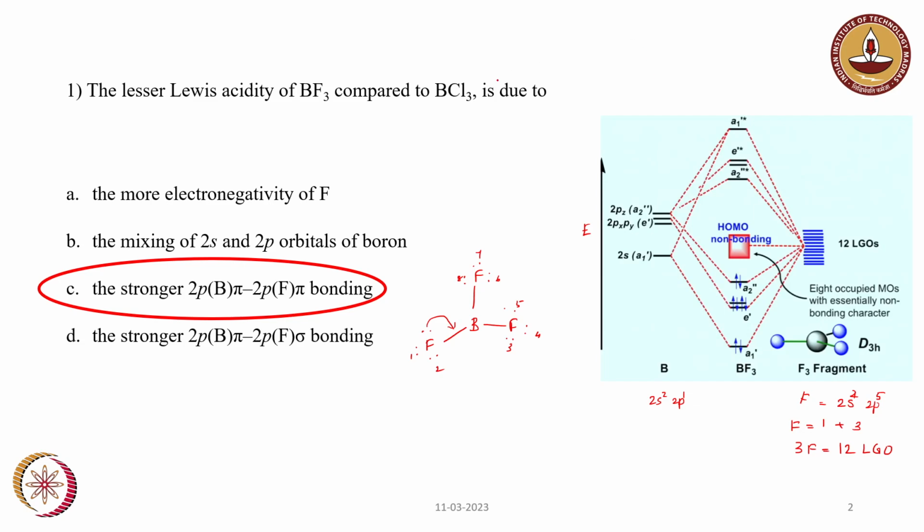In BCl3, that back donation is not possible. So the Lewis acidity of BCl3 is higher compared to BF3.